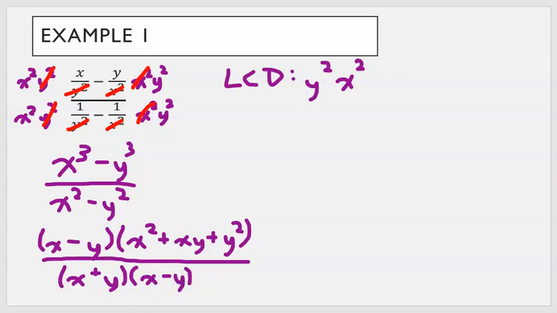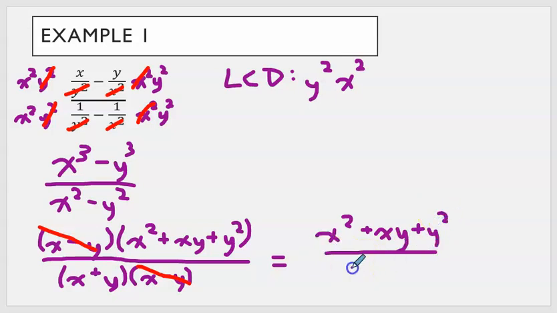Now that we've done the factoring on that, we can see that there are some common factors on the numerator and denominator. So I can cancel those out and then focus on what's left. So here the final answer would just be the x squared plus xy plus y squared, all divided by x plus y. This cannot be factored or broken down anymore, so it's okay to just leave it exactly as that.